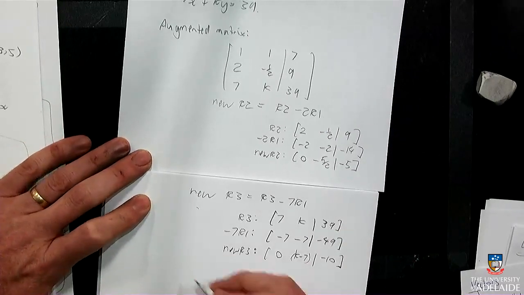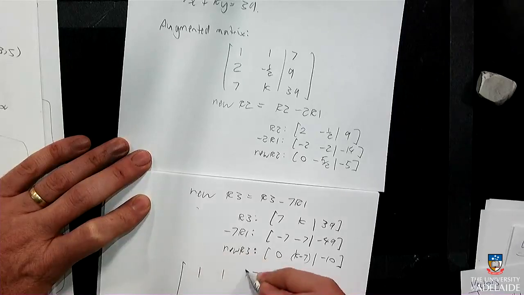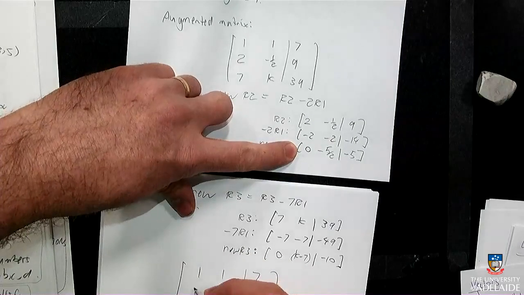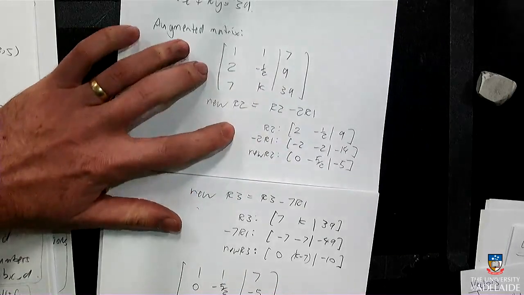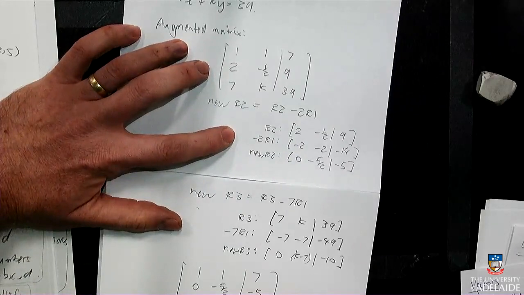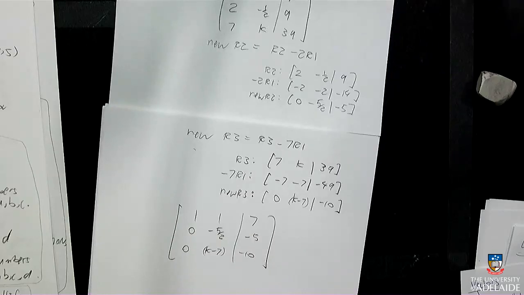Okay. So my new matrix is this, 1, 1, 7. I didn't actually change row 1. My new row 2 is 0, minus 5 on 2, minus 5. My new row 3 was 0, k minus 7, minus 10. Okay, rightio. So I've made my first column. That's all good. That's great. So I'd really like there to be a 0, 1, 0 somewhere. I might as well pop it here. Okay.